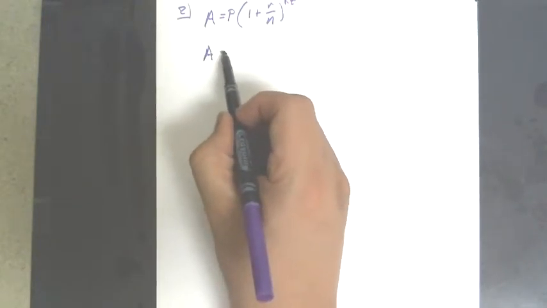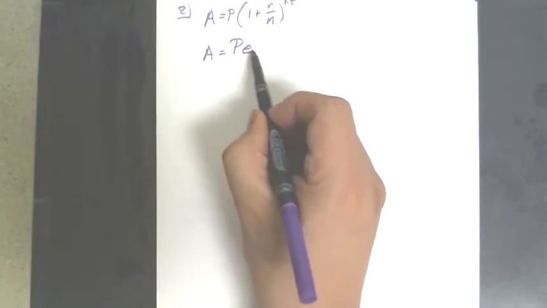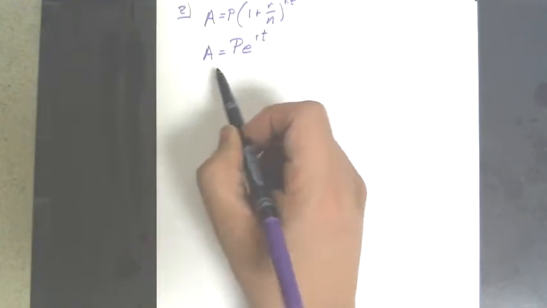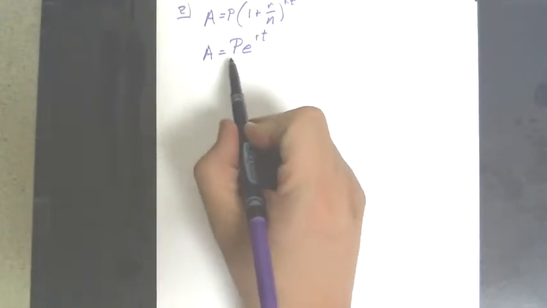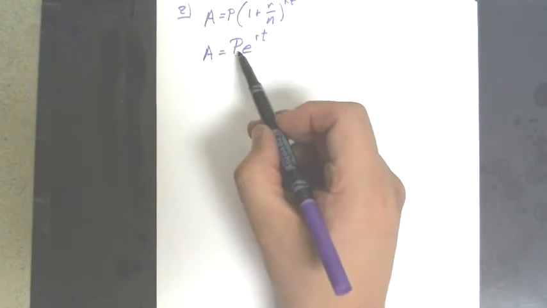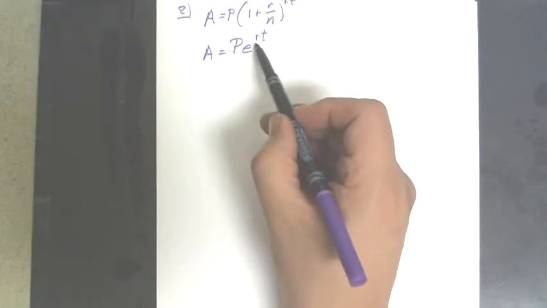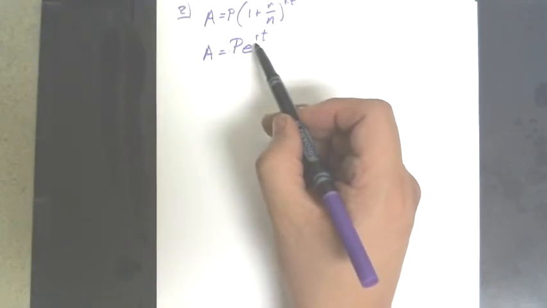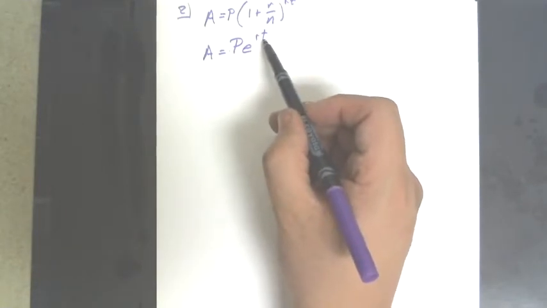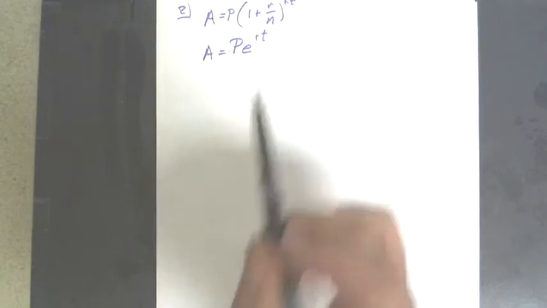And amount equals P e to the r t, where again, amount is the ending amount, principal means starting balance, r is the rate for continuous growth, compounded all the time, continuously, and again, t is time. And e is Euler's constant, the 2.71828, your big fancy e.